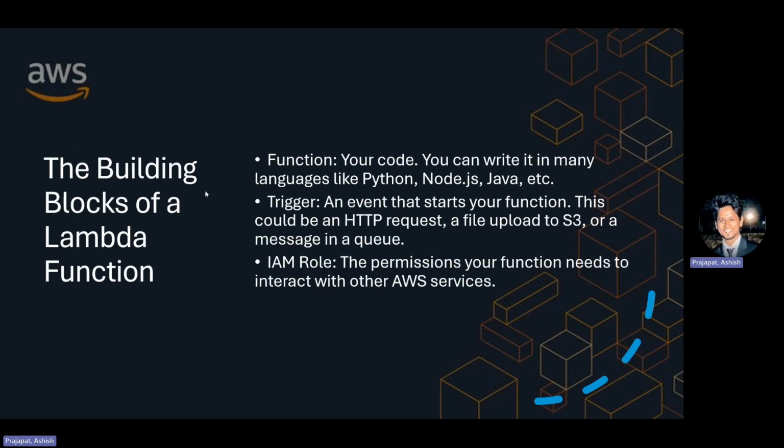A Lambda function is made up of a few key components. First, there is the function itself. This is the code you want to run. Then there's a trigger, which is the event that makes your code execute. For example, a user visiting a web page or a new image being uploaded to an S3 bucket. Finally, you have an IAM role, which gives your function the necessary permissions to securely interact with other AWS services.